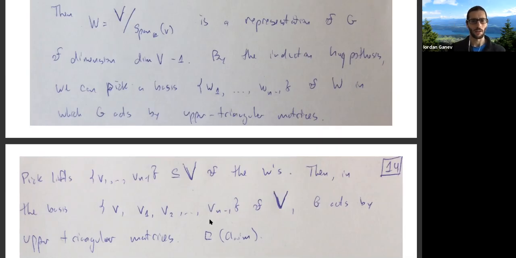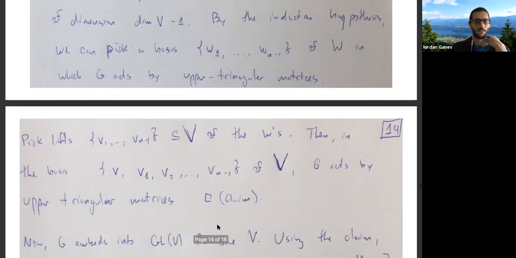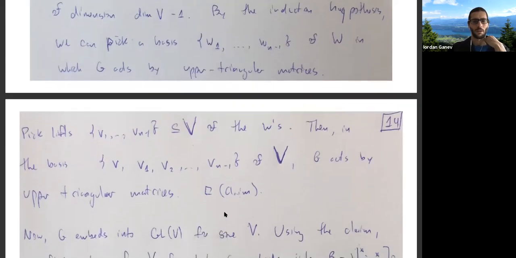And then for the remaining columns, we use the fact that we chose this basis for W, in which G acts by upper triangular matrices. Okay, so that proves the claim. So now we've shown that a group is solvable if and only if it contains no proper parabolic subgroups. Oh wait, okay, so that's just the claim.